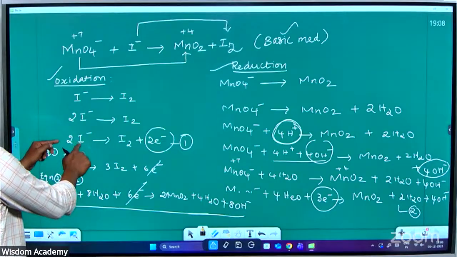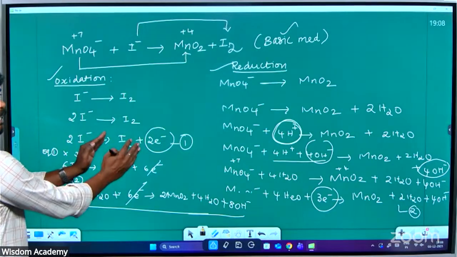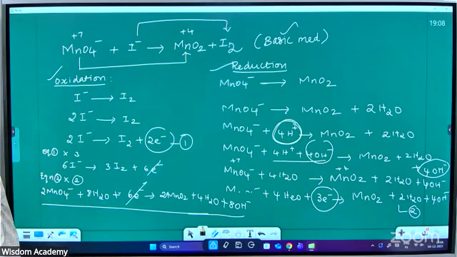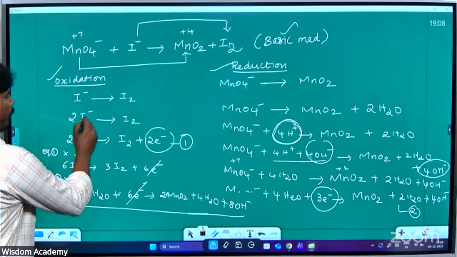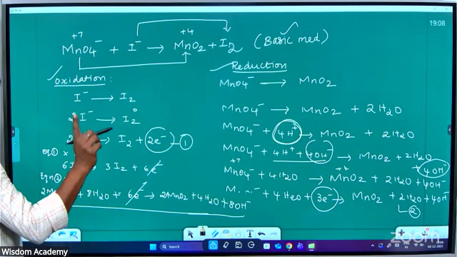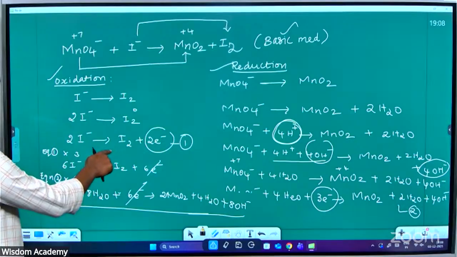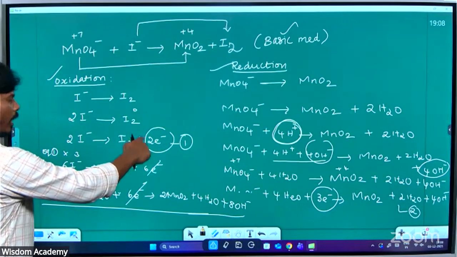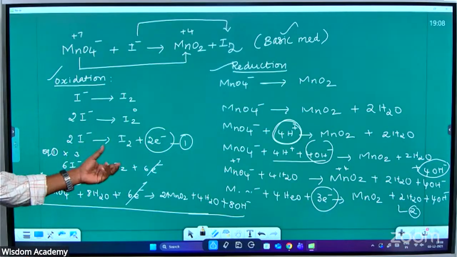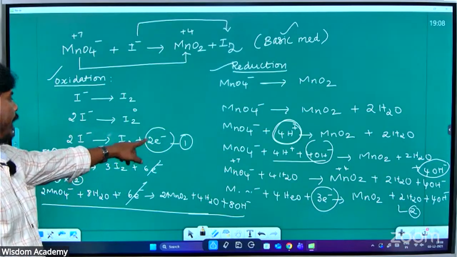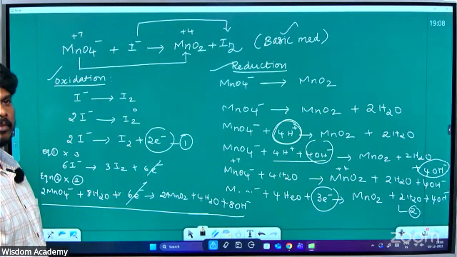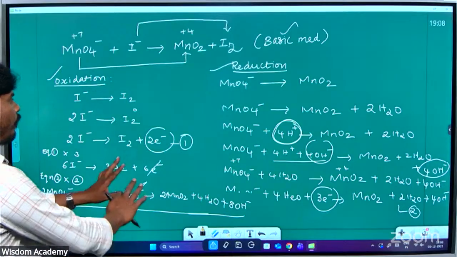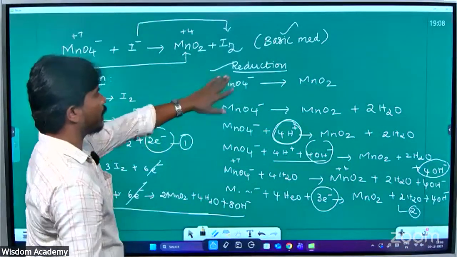Step 3, indicate the electrons involved during oxidation. I minus to I 0 is just one electron, but there are 2 species involved. So this equation is expressed in the right way by adding 2 electrons. The same way we follow for reduction.